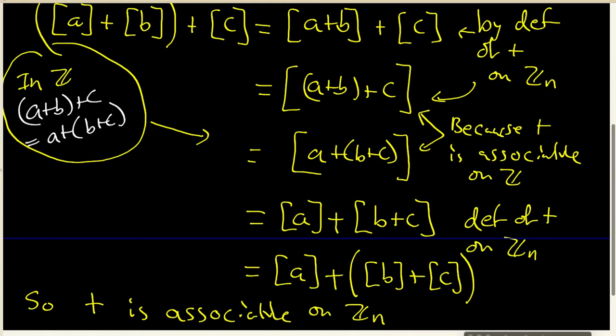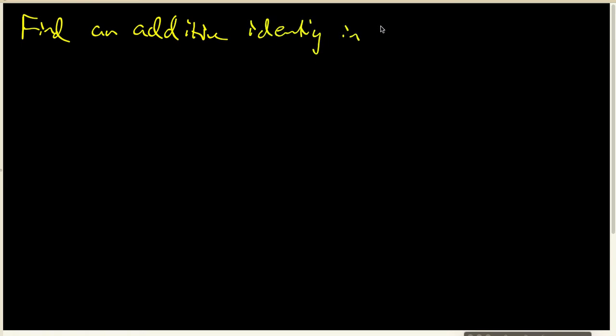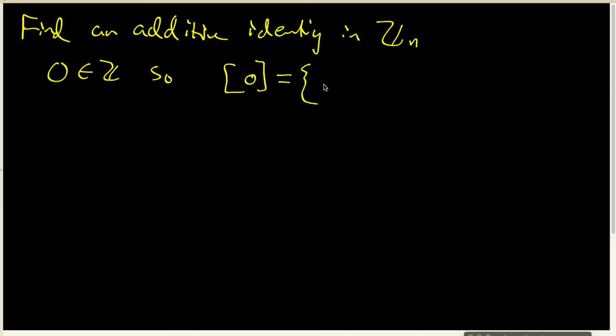Let's look for an additive identity. Again, I'm going to use the full equivalence class notation. So I want to find an additive identity inside Zn. Well, what I want to notice is this. 0 is certainly an integer, so there is an equivalence class containing 0. And in fact, if you look at this, this turns out to be all of the multiples of n.